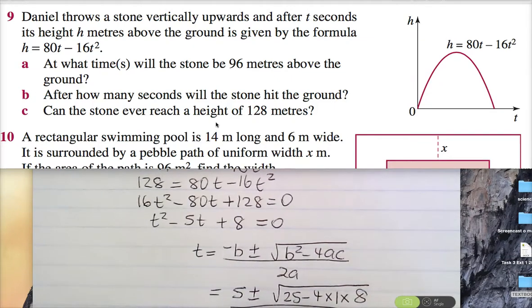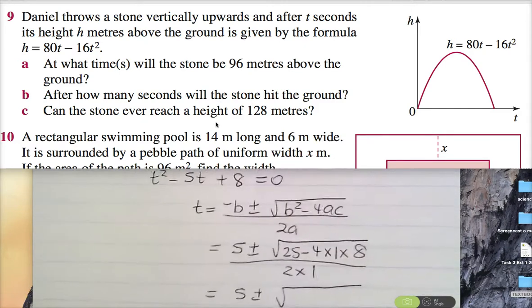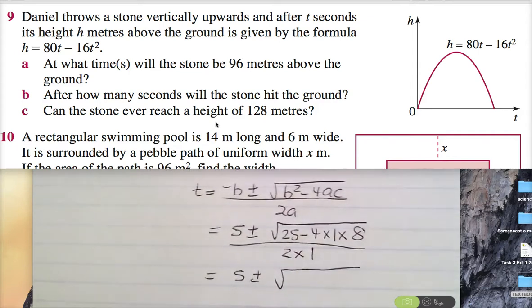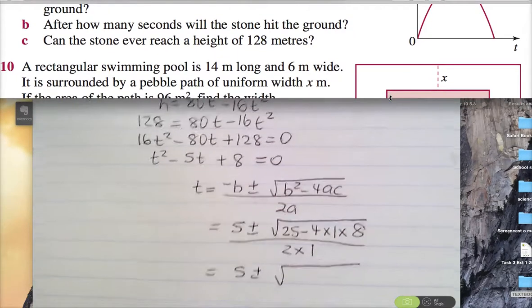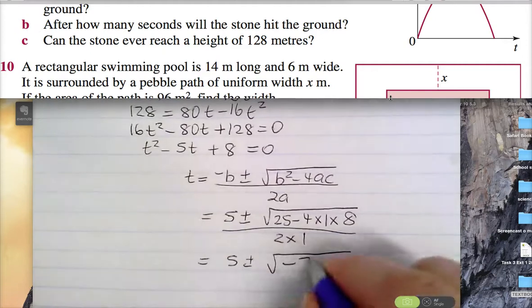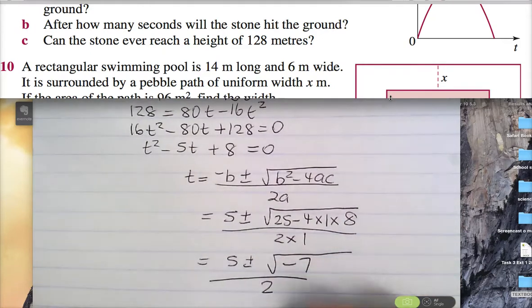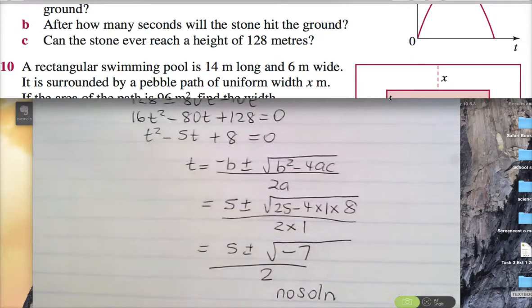Now, that's 5 plus or minus the square root of. What do I get there? Negative 7. I got negative 7. Yeah, it is. And what does that tell you? No solution. Why? Because you cannot find the square root of a negative number. So therefore, can the stone ever reach a height of 128? No.